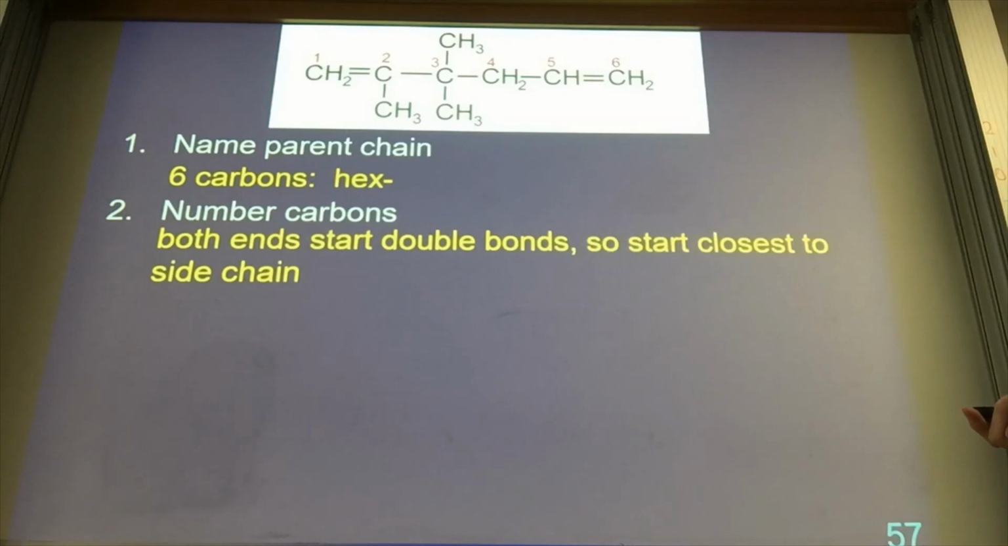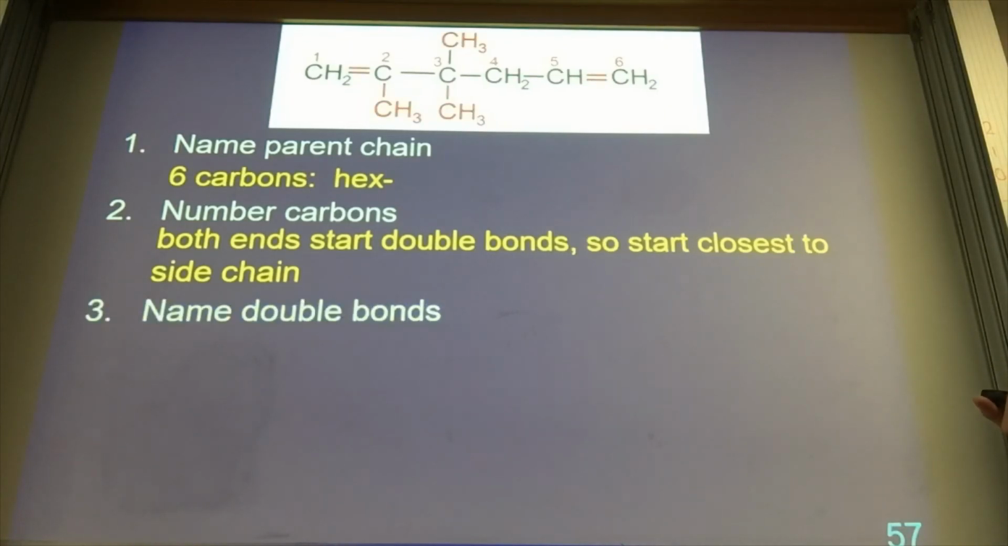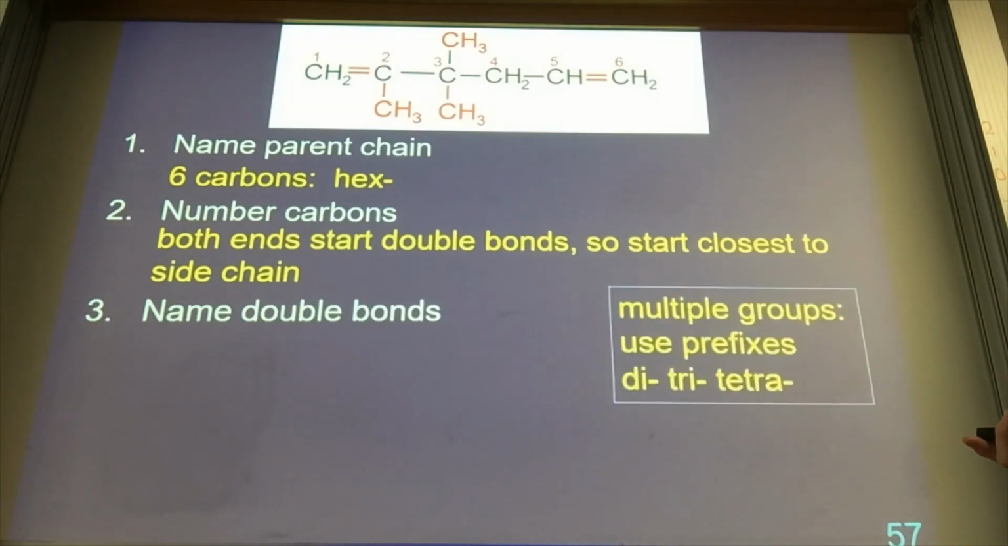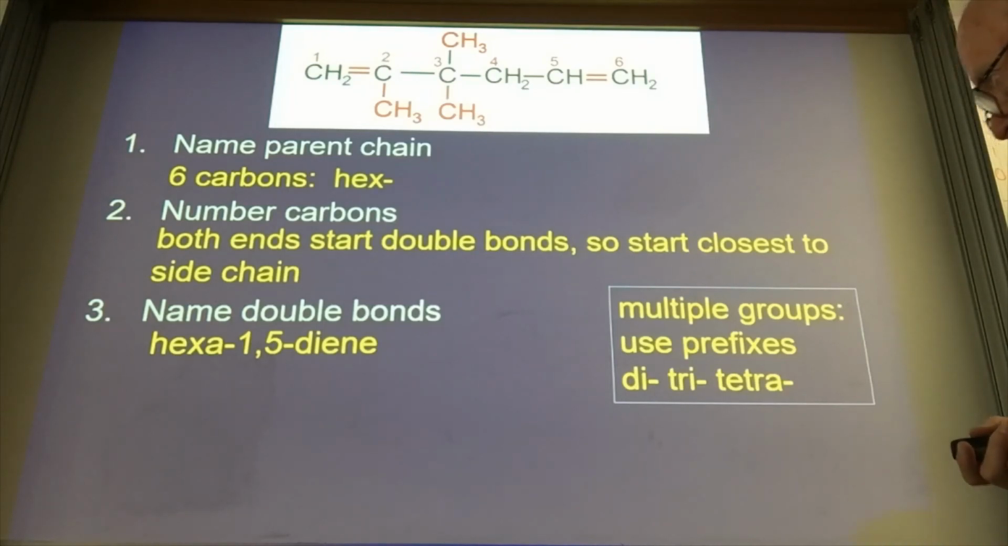Now, the double bonds as a suffix, well, we've got 2 of them. So it's going to be hexadiene, starting at carbon number 1 and 5. So hexa-1,5-diene. Remember your prefixes for multiple groups: di, tri, tetra, etc. Note that we put a little a in there just so that English doesn't have too many consonants running together.